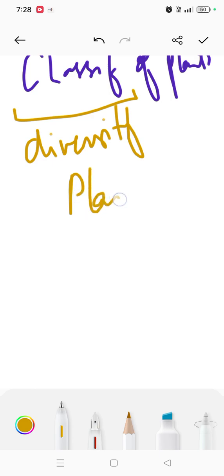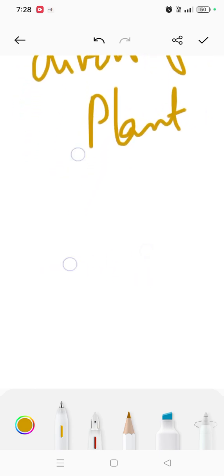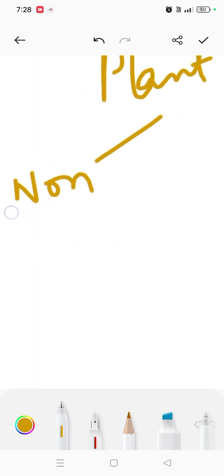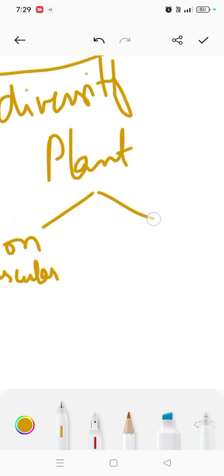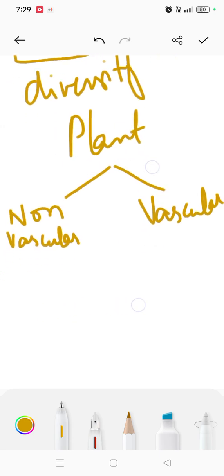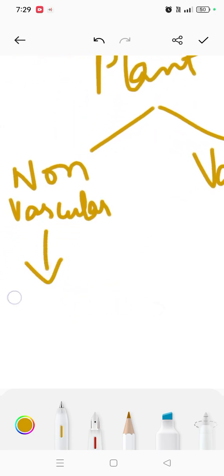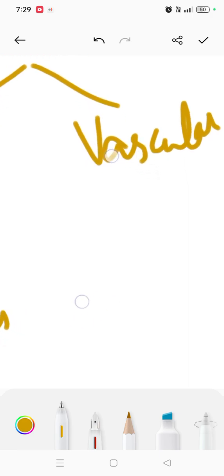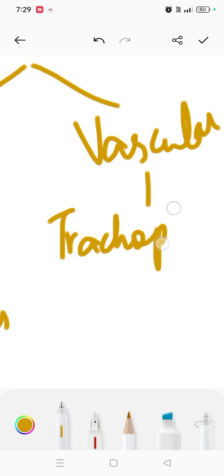So we are starting. First, plants are divided into two parts. First is non-vascular, and here you will see vascular. In non-vascular, you will see the example bryophytes, whereas in vascular you will see pteridophytes. The word phyte simply means plants.